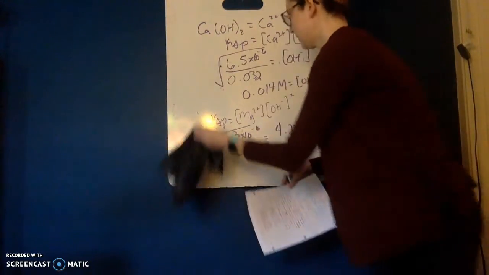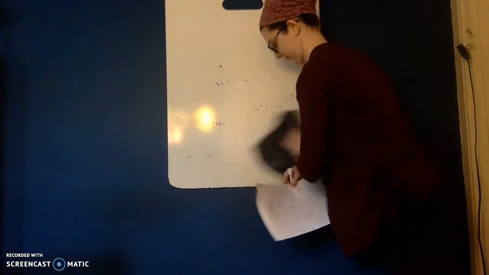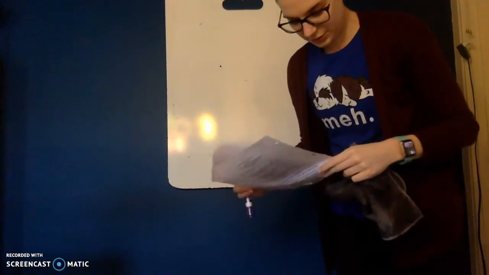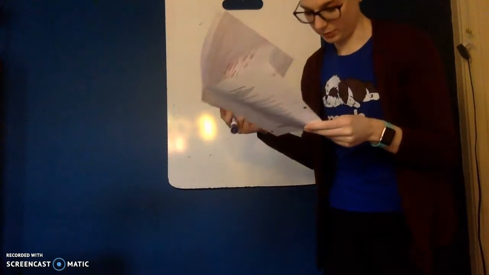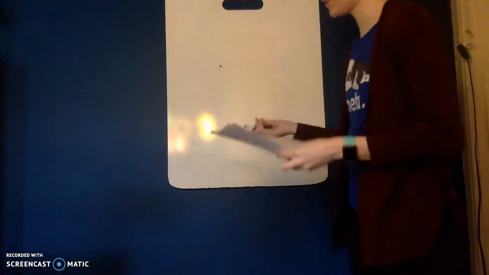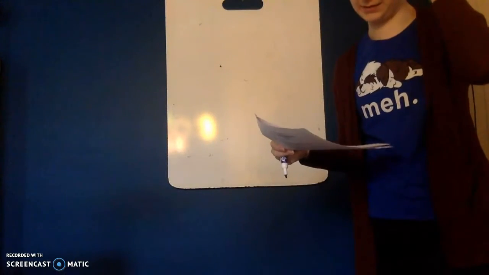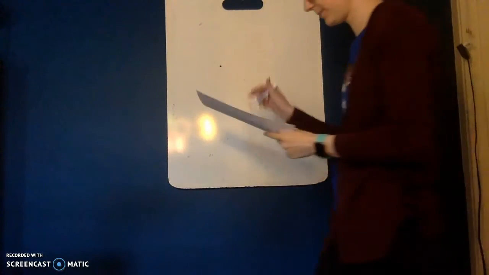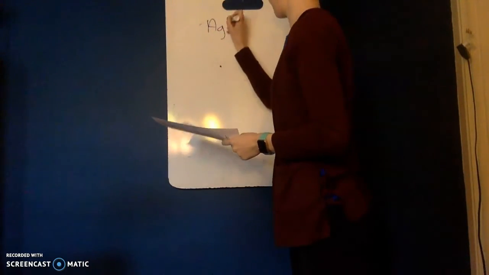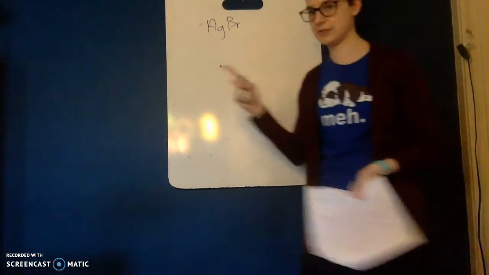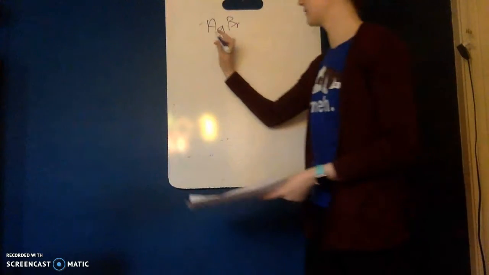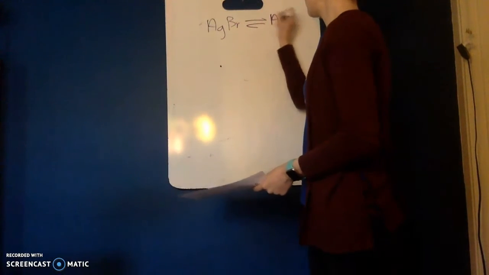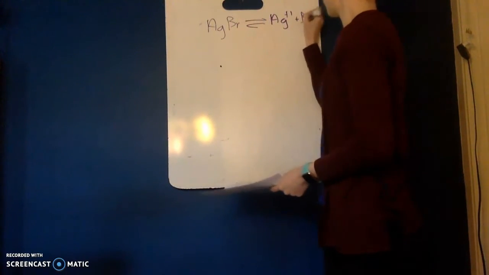For number 15, the question asks, explain why the solubility of AgBr decreases when sodium bromide is added to the system. So the equation for the dissociation of silver bromide is AgBr. Silver is typically a +1 ion. I don't know if we went over that or not. I know it's a transition metal, but particularly it's just a +1 ion. So it's just AgBr yields Ag+ plus Br-.